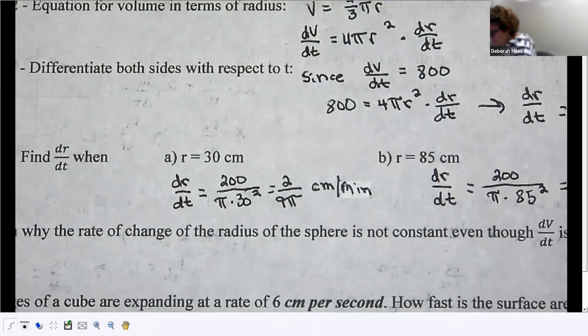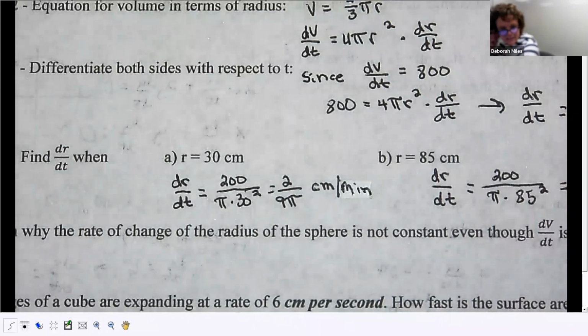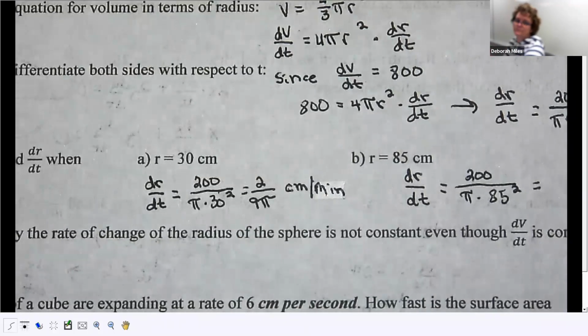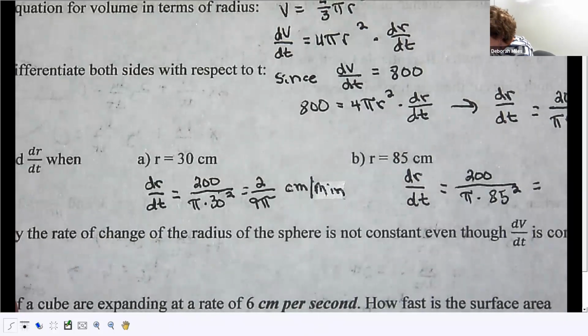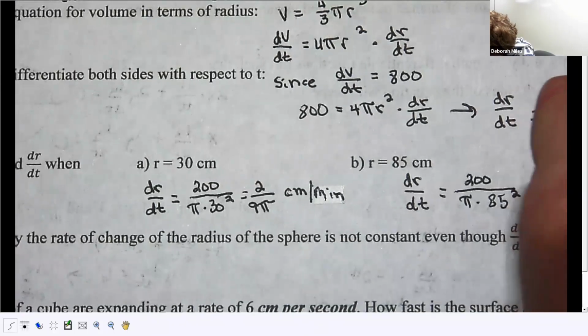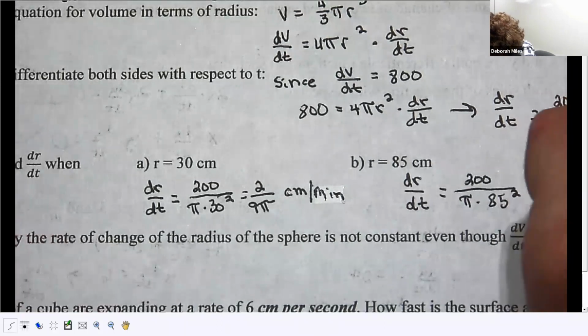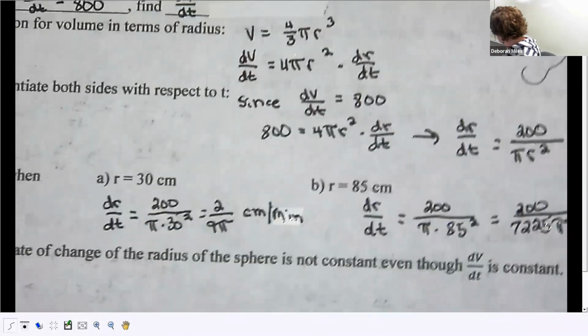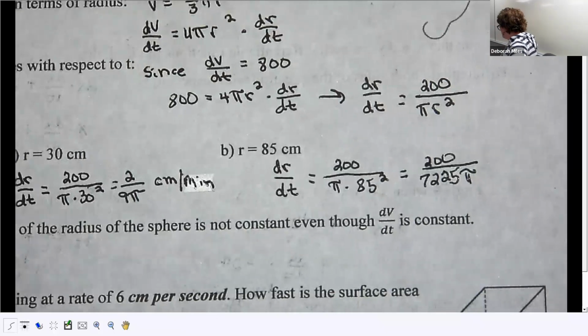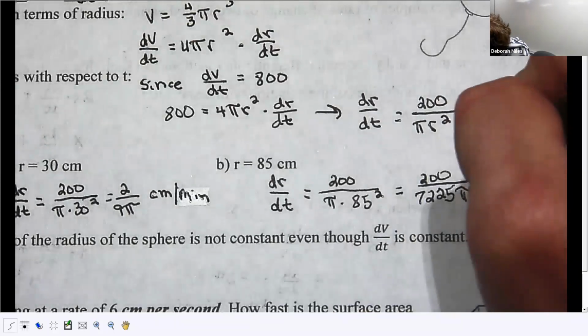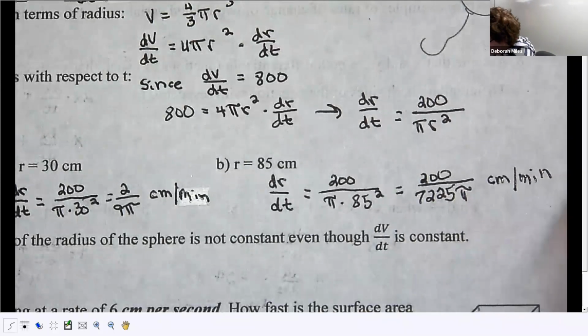Yep, I don't have that answer written down. And I can't do 85 squared in my head. I tell you what, just go ahead. So 200 over 7,000 what? 225. And then I'm sure that will reduce by 25. The units on that will be centimeters per minute also.